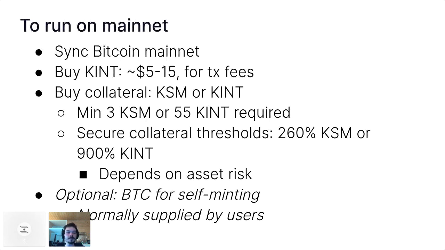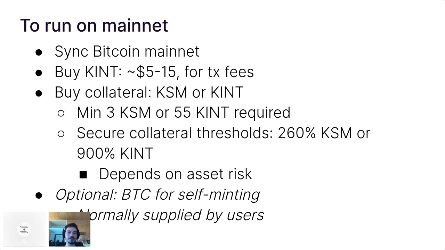So on mainnet, we have minimum collateral requirements for running a vault, which is currently set to 3 KSM if you run a KSM vault, or 55 Kint if you want to run a Kint vault. And again, this is subject to change, and the docs will always have the most up-to-date information.